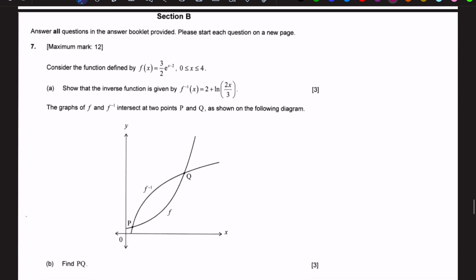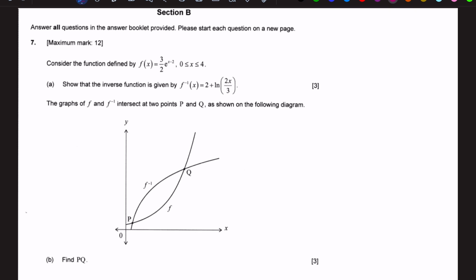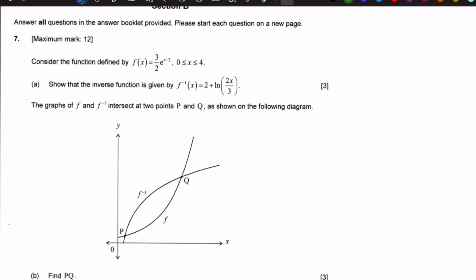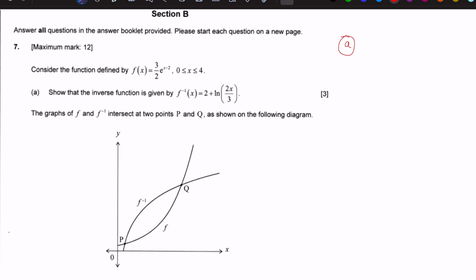Now we can move on to section B. Now moving on to question 7. Here we have a function f(x) is 3/2 e to the power of x minus 2, and the domain is given between 0 to 4. We have to show that the inverse function f inverse x is 2 plus ln(2x/3). So let's do the first part. You can just solve it here. So this function can be written like this.